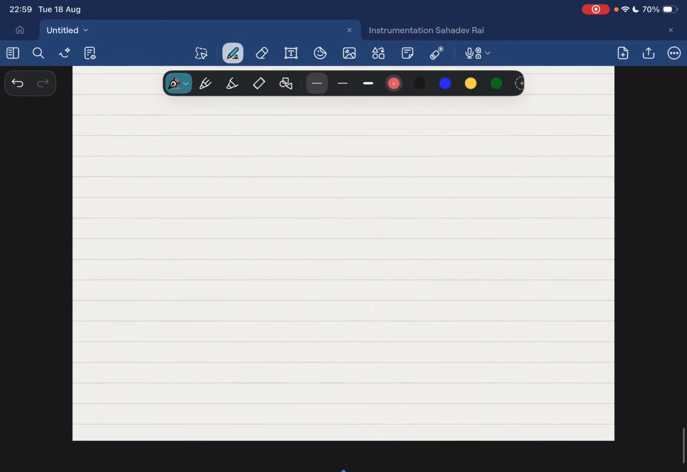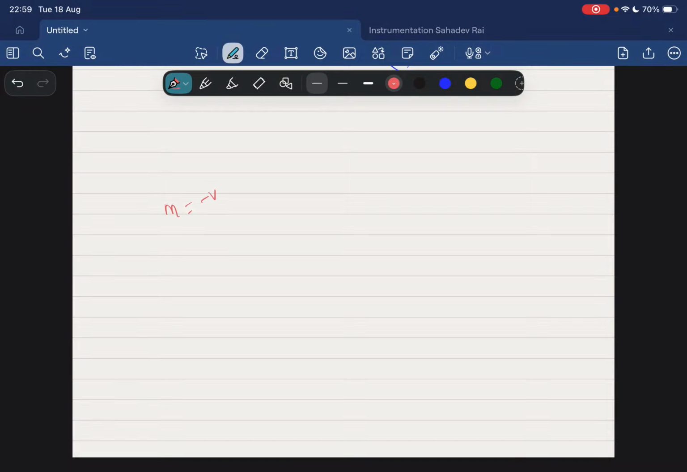And for magnification, for a mirror it is minus v by u, while for a lens it is v divided by u. I guess this is it for today. I'm not going to do a lot of things.